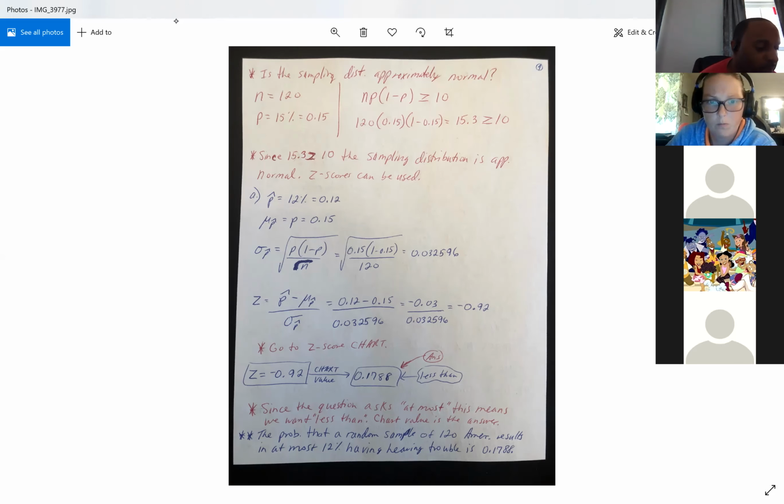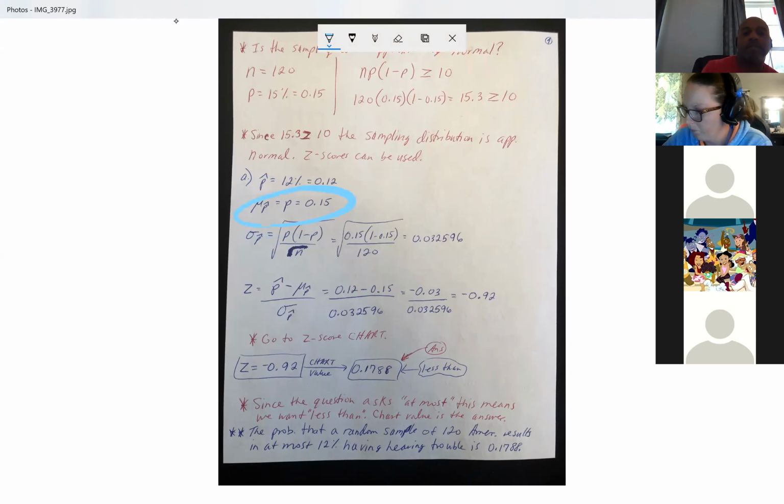And then the mean of our sampling proportion is going to be whatever our population was. Remember that was 15%, so that's why we have that being 0.15. And then we have to calculate the standard deviation of our sample proportion. I made a little mistake right here, that over the n is not supposed to be there. So that's the square root of P times 1 minus P over 120, and that gives us this right here.